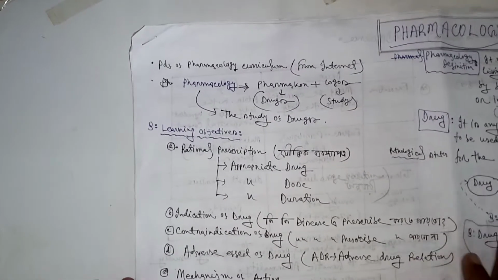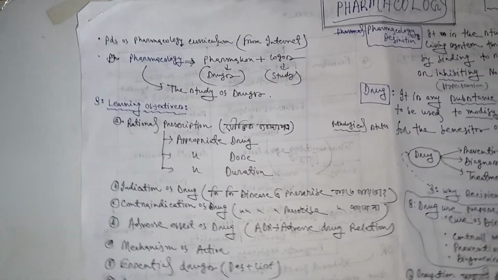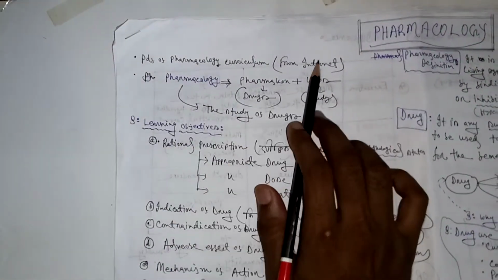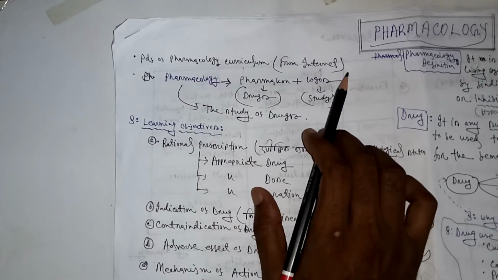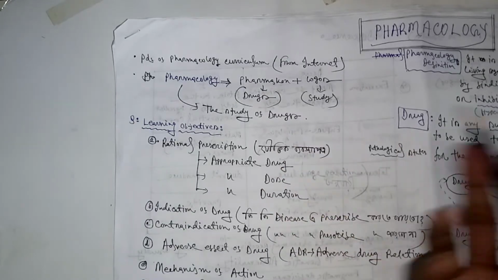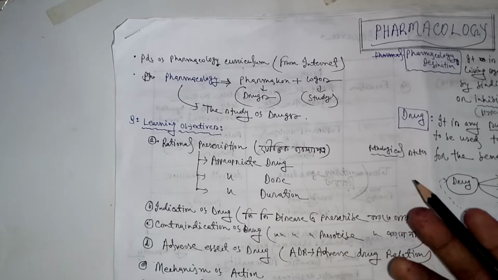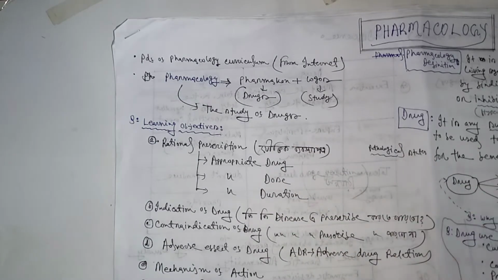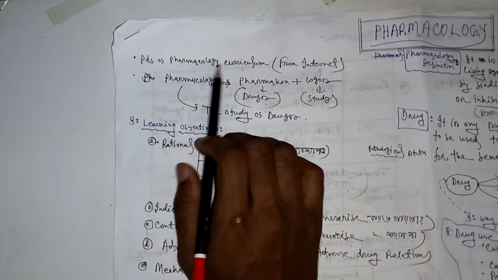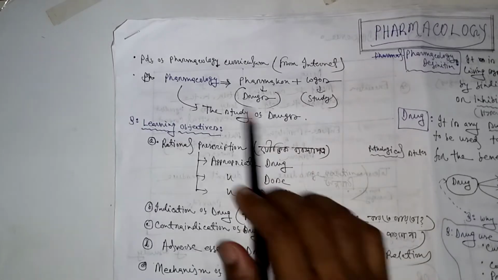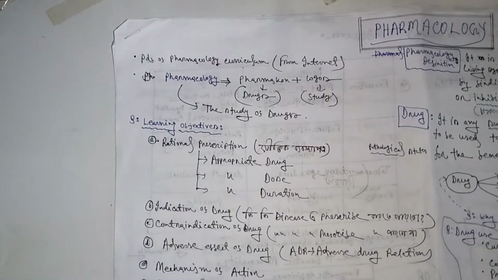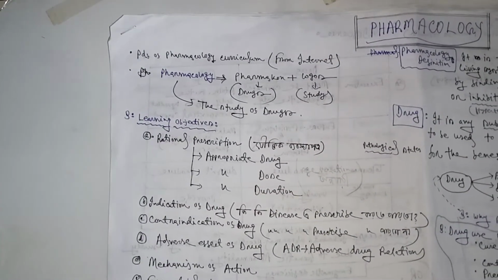At first, what things should we know? We have to download from the internet the PDF of the pharmacology curriculum, because we have to know what we'll study in pharmacology. If you search on the internet, you can find it. Then the learning objectives, which are the primary requirements: what are the objectives of learning pharmacology?